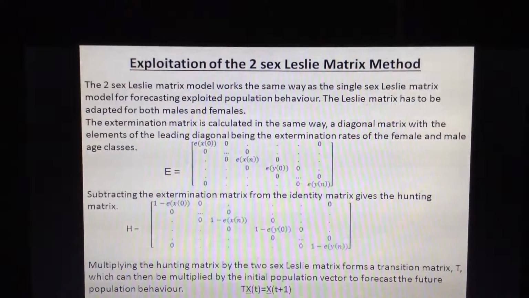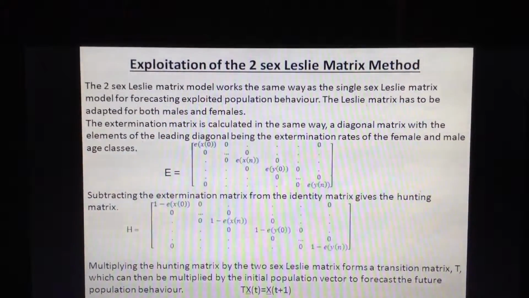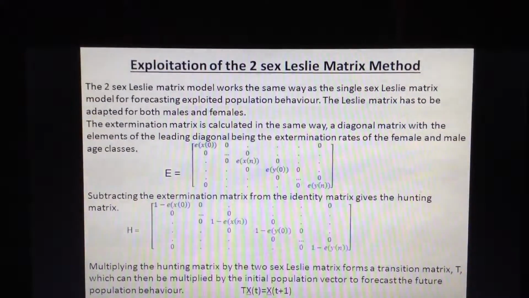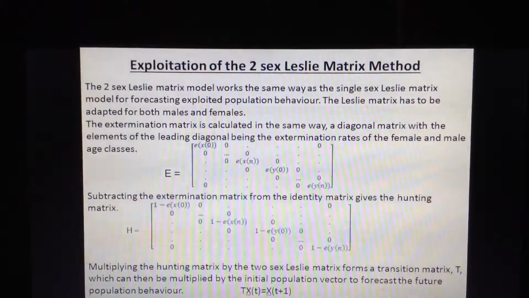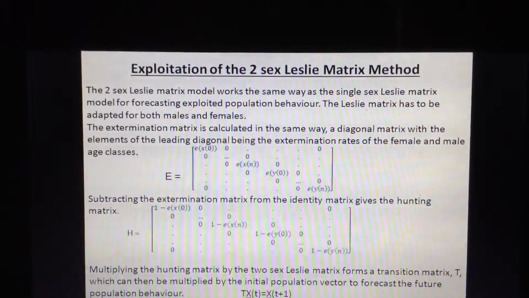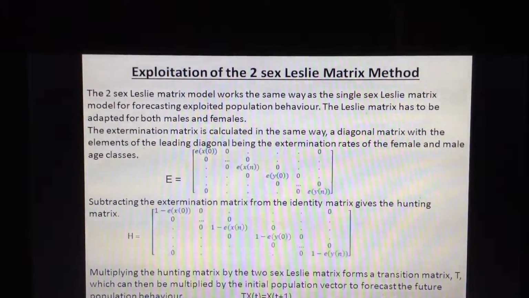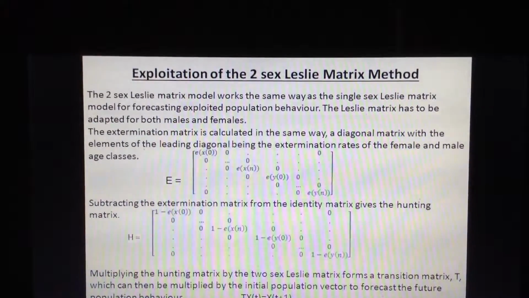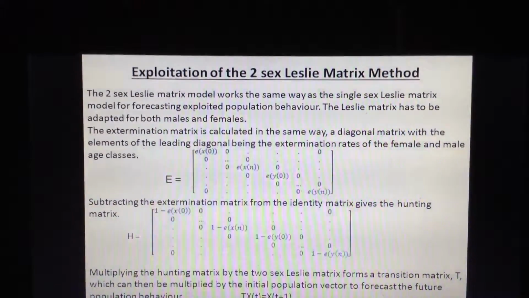Subtracting the extermination matrix from the identity matrix gives the hunting matrix. Multiplying the hunting matrix by the two-sex Leslie matrix forms the transition matrix T, which can then be multiplied by the initial population vector to forecast the future population behaviour of the exploited data.